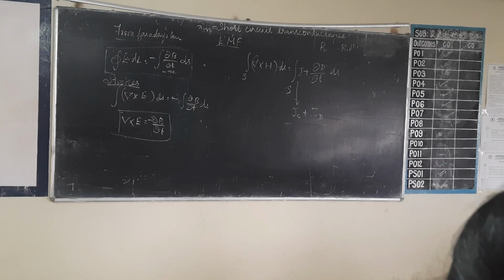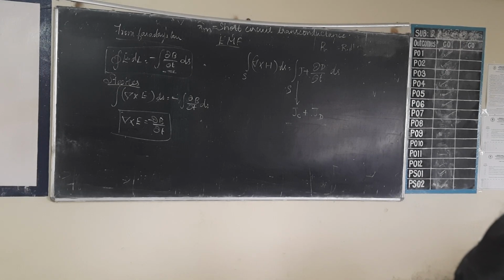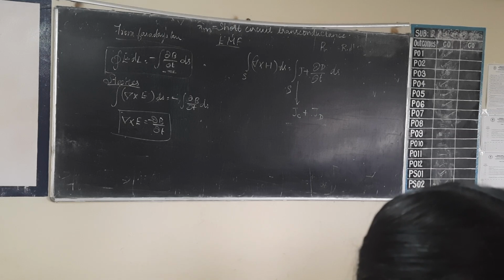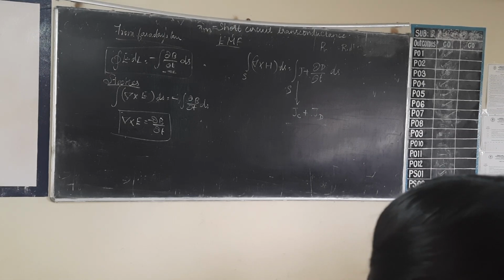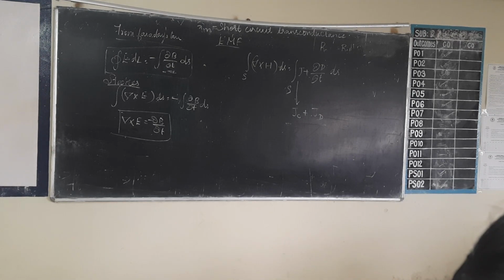So what can you tell del cross H from here? Del cross H is equal to J plus dou D by dou t. Take it out. Del cross H is equal to J plus dou D by dou t.